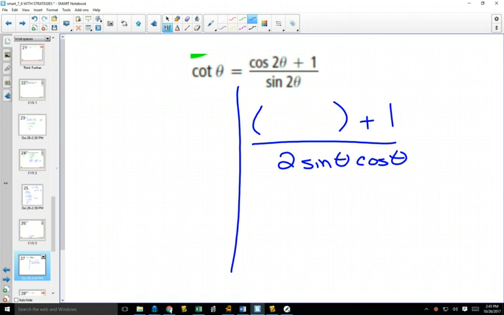Now, before deciding what I'm going to put in there, I'm going to look at my left side. It's cotangent. It seems like I'm changing things to sine and cos. So I'm going to change cotangent to cos over sine. Now I have a single fraction on the left-hand side with cos and sine. I'm very close to getting a single fraction on the right-hand side with cos and sine. But now I have to make a decision which of the 3 formulas I'm going to plug in for cos 2 theta.